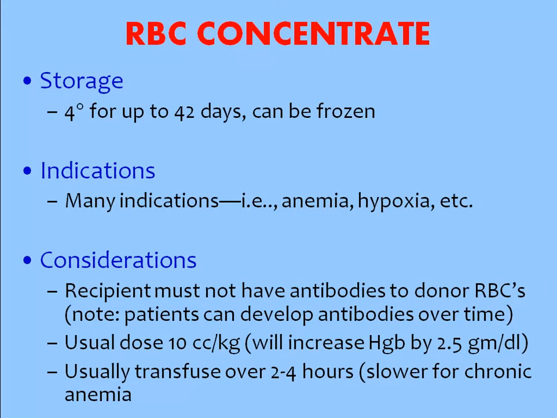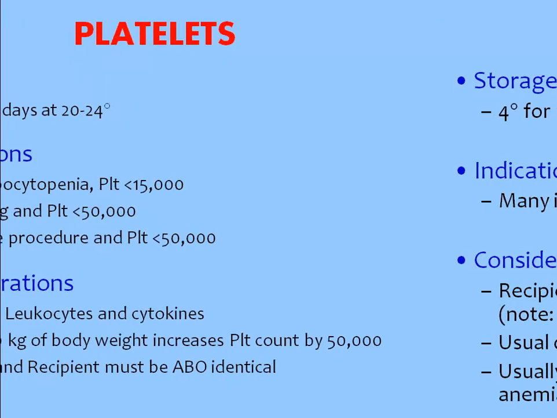Then RBC concentrate. It can also be stored at 4 degrees Celsius for up to 42 days, but can also be frozen. The indications for RBC transfusion would be acute massive loss, anemia, hypoxia. The recipient must not have antibodies to donor RBCs. Usually the transfusion should be over 2 to 4 hours. That is, it should be slow for chronic anemia because rapid correction will lead to greater side effects.